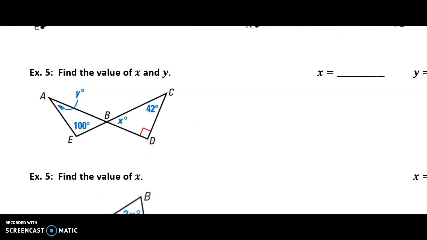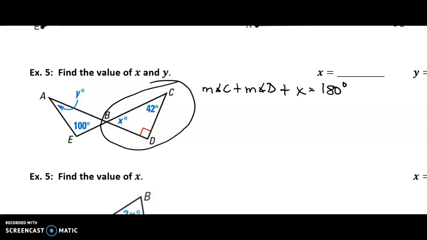All right, let's move on to example number 5. Here we're being asked to solve for x and for y. So we're going to first start with this triangle off to the right, because in this triangle, we are given 2 out of the 3 angles. Angle C is 42, angle D is 90 degrees, and that last angle, which has x in it, that's the one that we need to solve for.